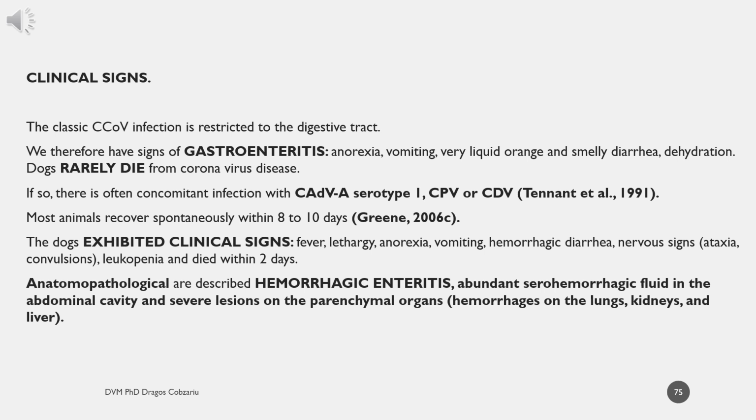In the pantropic form, the animals exhibited clinical signs: fever, lethargy, anorexia, vomiting, hemorrhagic diarrhea, nervous signs, ataxia, convulsions, leukopenia, and died within 2 days. Anatomopathological findings described are hemorrhagic enteritis, abundant serohemorrhagic fluid in the abdominal cavity, and severe lesions on the parenchymal organs, with hemorrhages on the lungs, kidneys and liver.